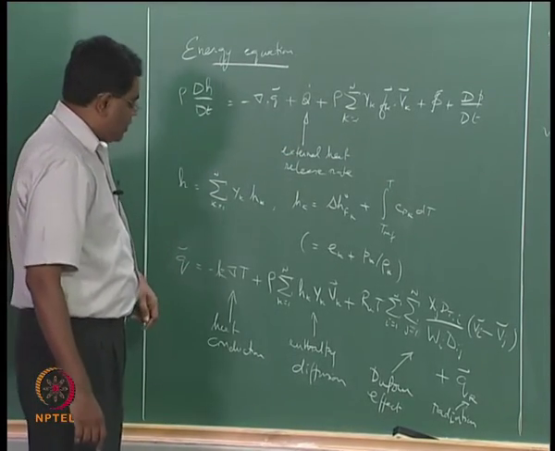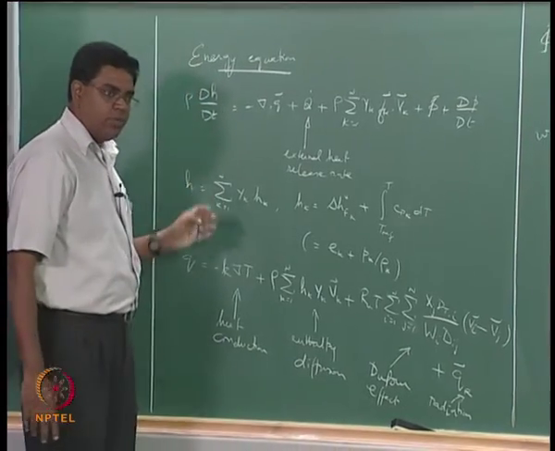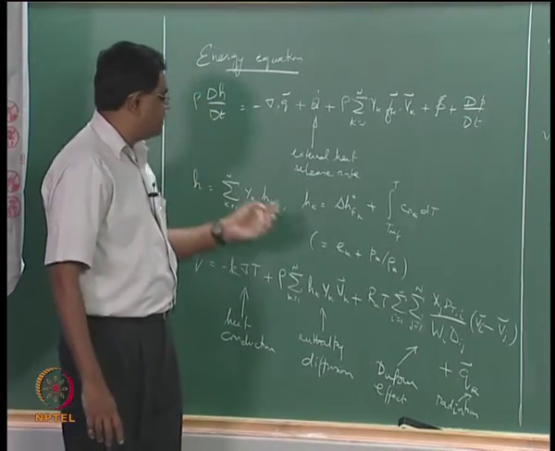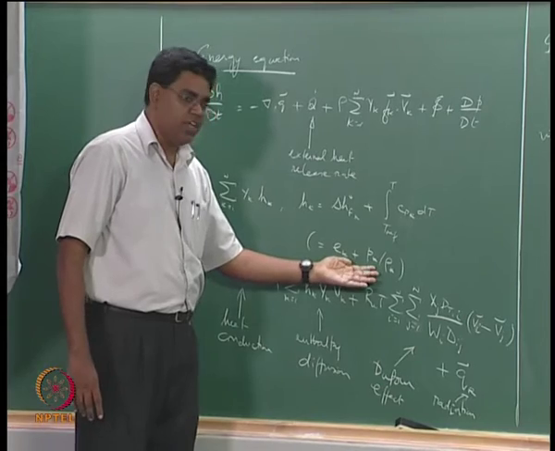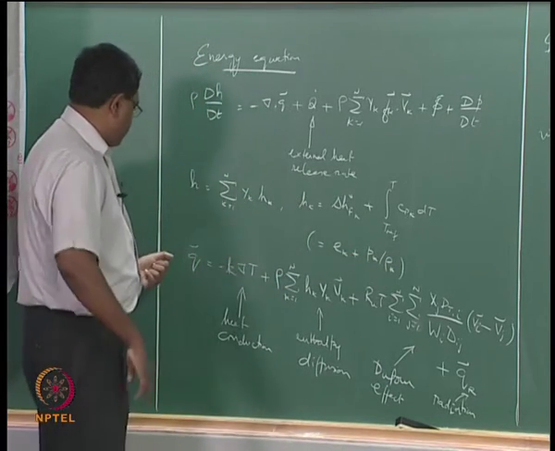Of course, if you want to rewrite this equation in terms of internal energy instead of enthalpy, you could derive this from noting that you can write this as ek plus pk divided by rho k for this hk, and proceed from there.